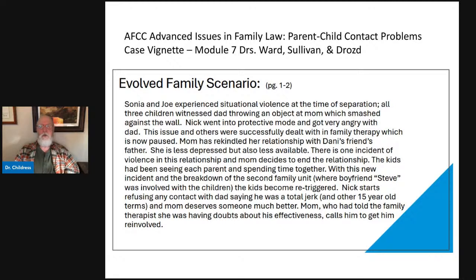Mom has rekindled her relationship with dad's friend's father. She is less depressed, but also less available. There is one incident of violence in this relationship, and mom decides to end the relationship. The kids had been seeing each parent and spending time together. With this new incident and the breakdown in the second family unit, where boyfriend Steve was involved with the children, the kids become re-triggered. Nick starts refusing any contact with dad, saying he was a total jerk and other 15-year-old terms, and mom deserves someone much better. Mom, who had told the family therapist she was having doubts about his effectiveness, calls him to get him re-involved.